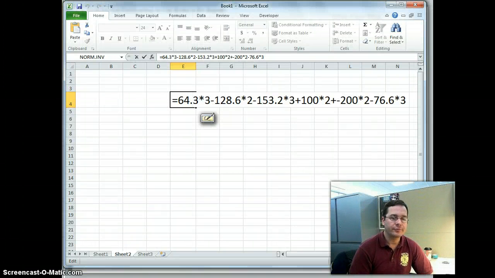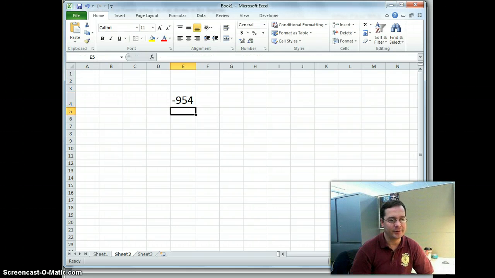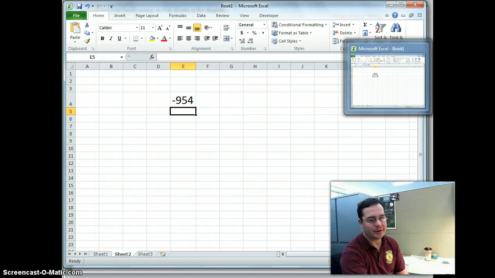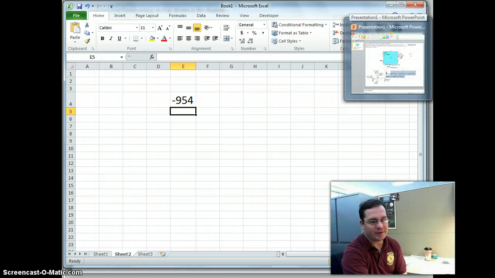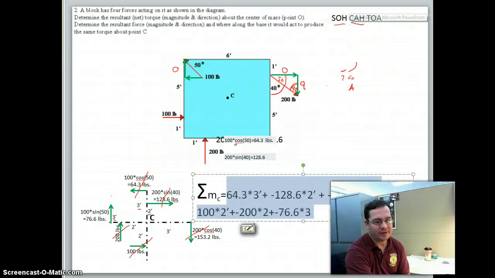So here's a great tool for solving these types of problems. This is Excel, and you can see that basically I've just copied the text from the PowerPoint slide into the Excel program. And the great thing is that if I put an equal sign before it, Excel will calculate the value for me. So the moment about point C is negative 954 pound-feet. What does that mean? That means this thing wants to rotate in the clockwise direction with 954 pound-feet of torque.